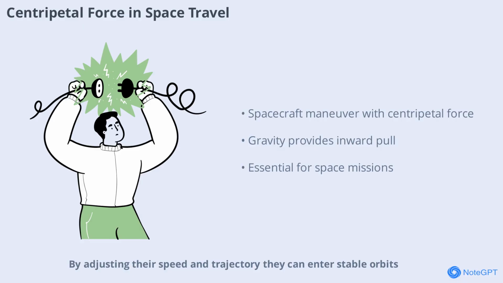By adjusting their speed and trajectory, they can enter stable orbits using gravity as the inward force. This technique is essential for successful space missions and satellite deployment.